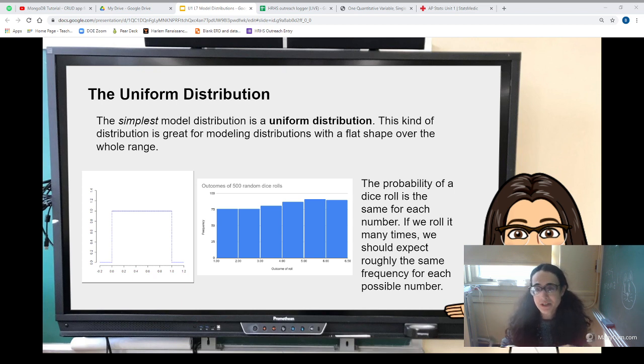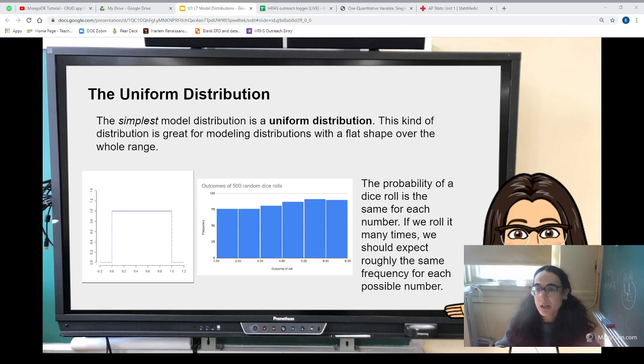A uniform distribution is different. That is flat, like there are no low tails or high peaks, it's just flat. Everything's the same. So the most common uniform distribution that most of us encounter are dice rolls. If I have a 6-sided die, the probability of getting any of these numbers is exactly the same: 1/6, 1/6, 1/6, 1/6, 1/6.